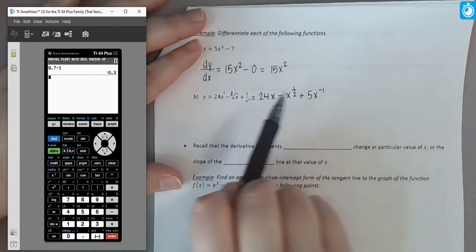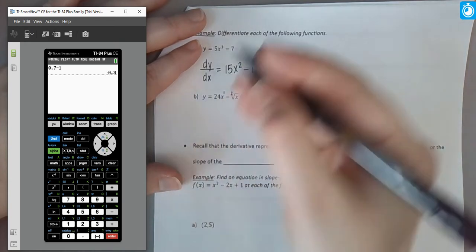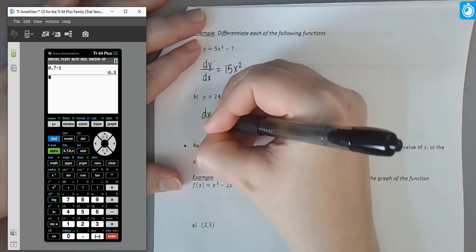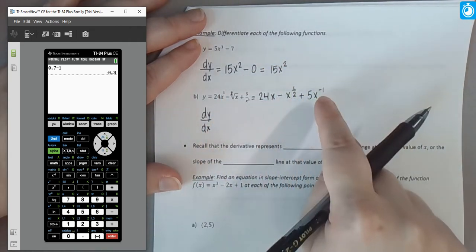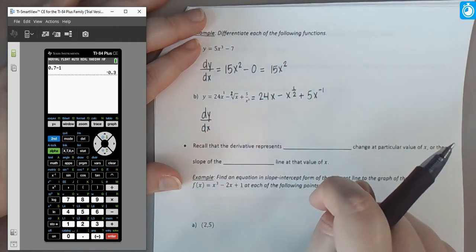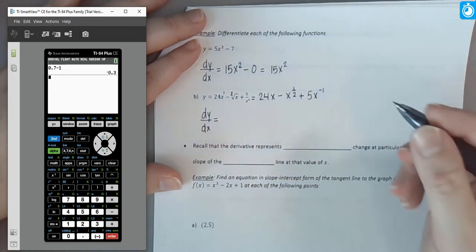So this is going to be the alternative version of our function that's going to allow us to use the rules that we have so far. And again, the sum and difference rules tell us we can look at each individual term one at a time, take the derivative of each of them, and then just add and subtract them from there.